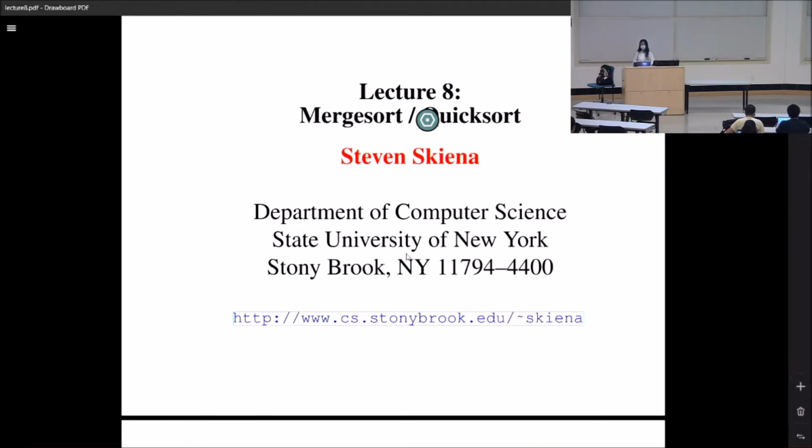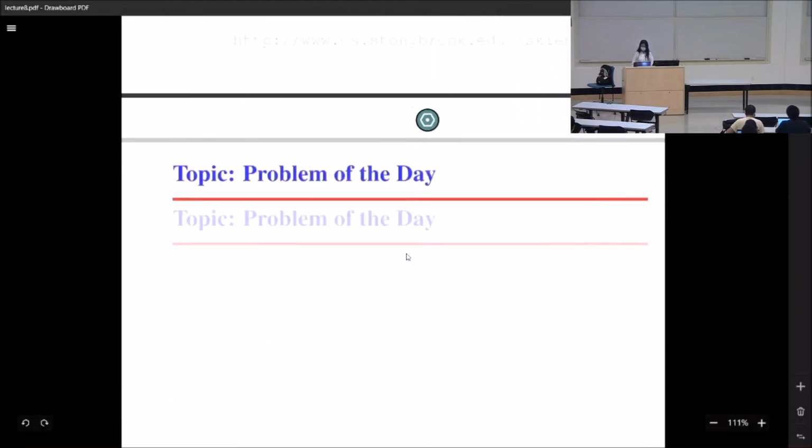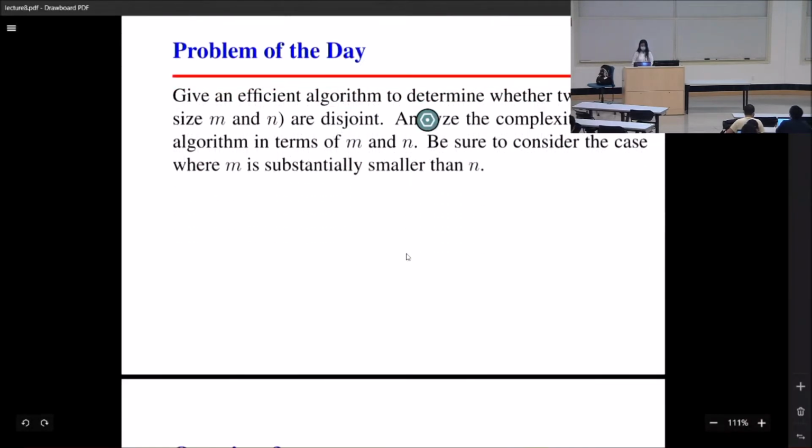Today's topic is on the Mergesort and Quicksort. Before we go into today's topic, let's take a look at the problem of the day first. The problem of the day: give an efficient algorithm to determine whether two sets of size M and N are disjoint. Analyze the complexity of your algorithm in terms of M and N. Be sure to consider the case where M is substantially smaller than N.